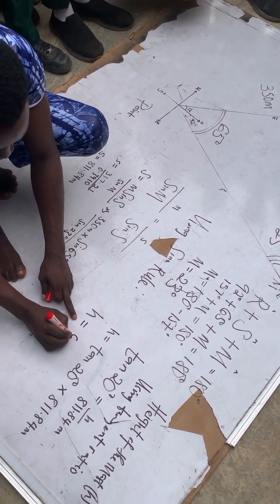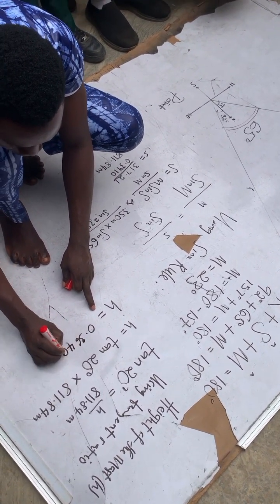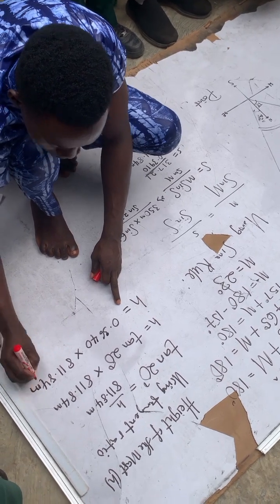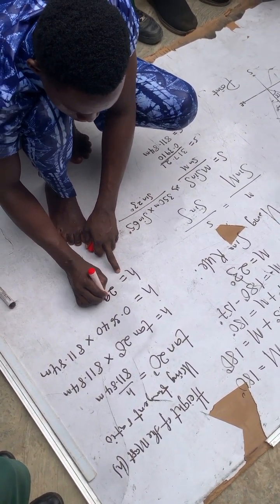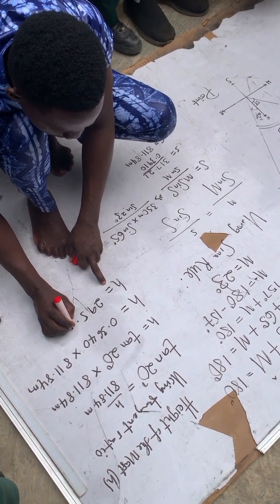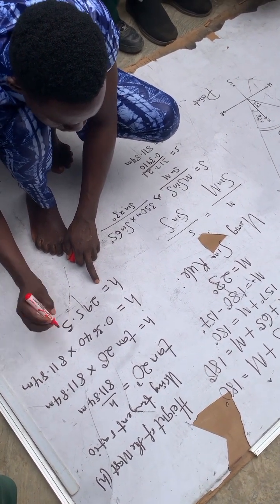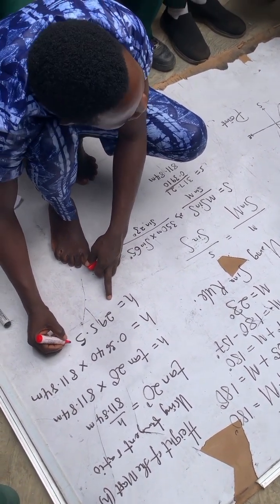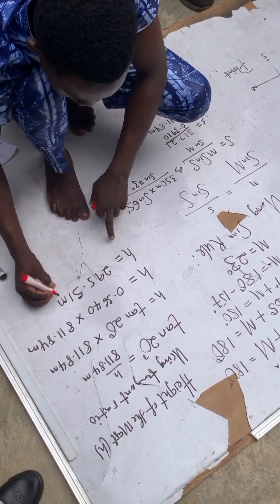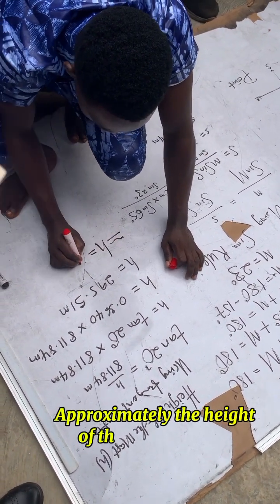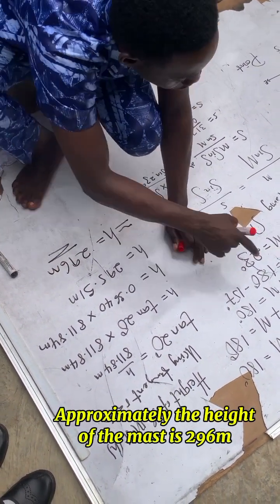What's that? 0.36 times 811.84 meters. Multiply together for me. 295.48. Cannot be 49 or 48, you have made a mistake somewhere. It will be 5 something. That's in meters. If you approximate H, that's what? 296. So that's the height of the tower.